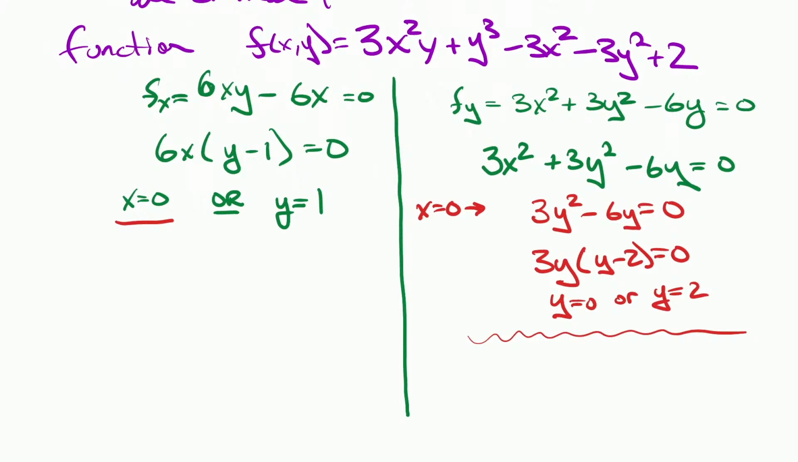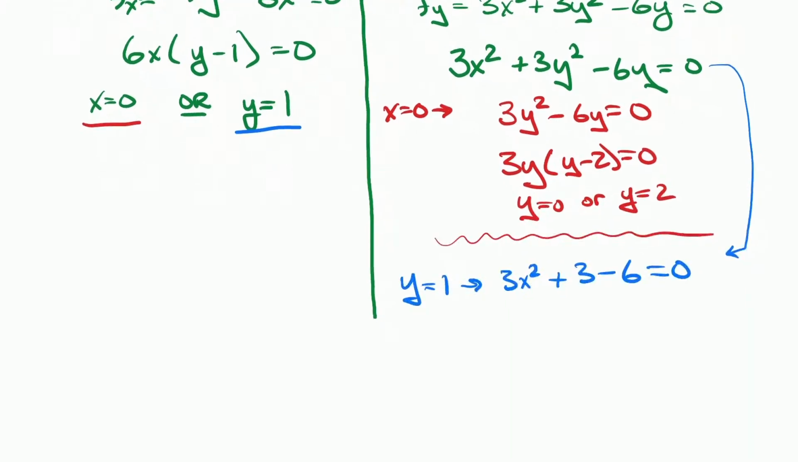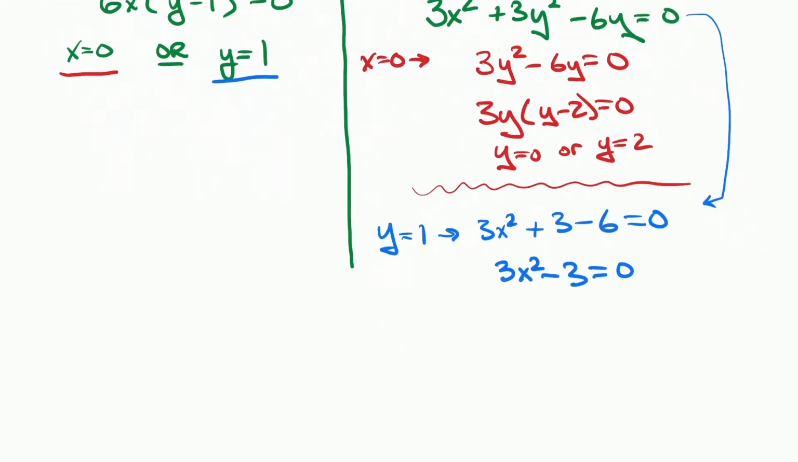Now let's change gears and say, well, what happens when y equals 1? I'm going to change gears, change colors. So when y equals 1, plug that into this: 3x squared plus 3 minus 6 is equal to 0. So I've just plugged y equals 1 into the green equation. And that's going to give me 3x squared minus 3. So x equals plus or minus 1.